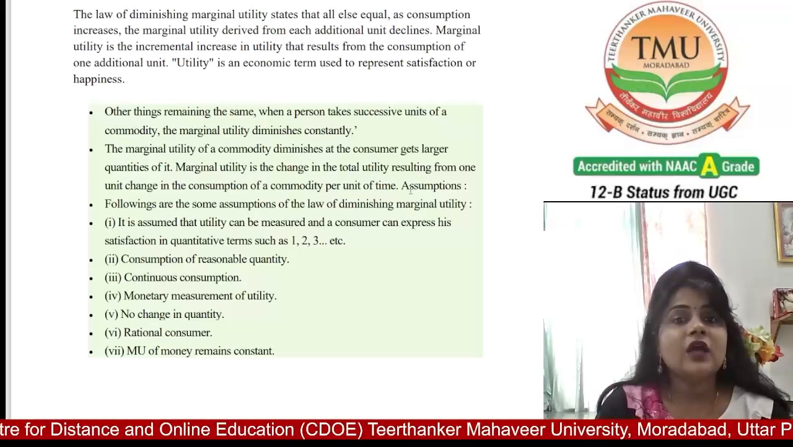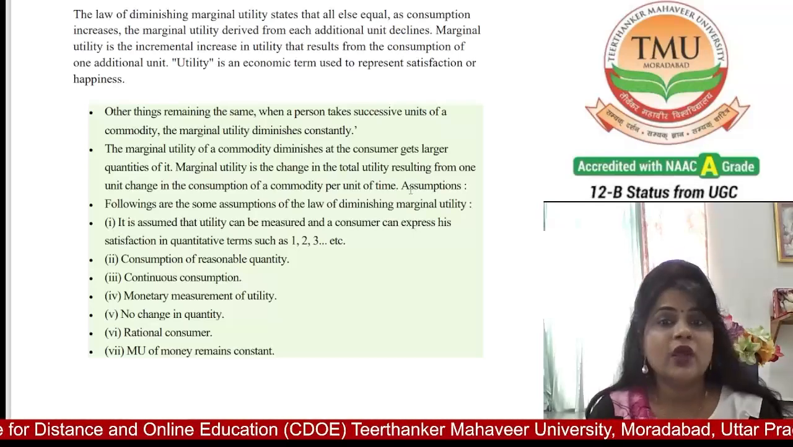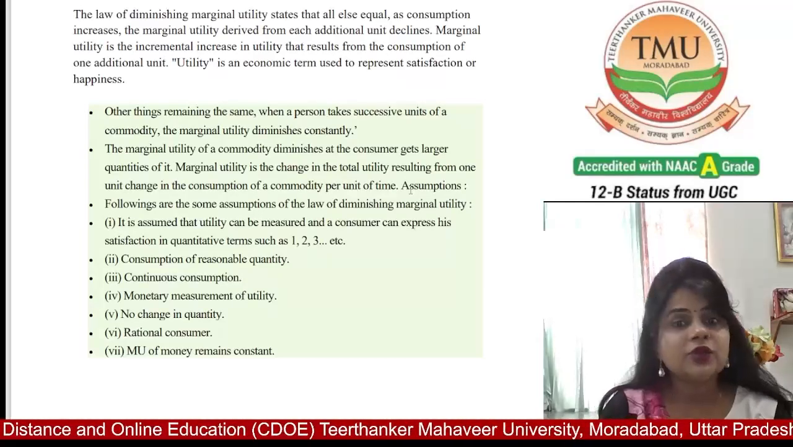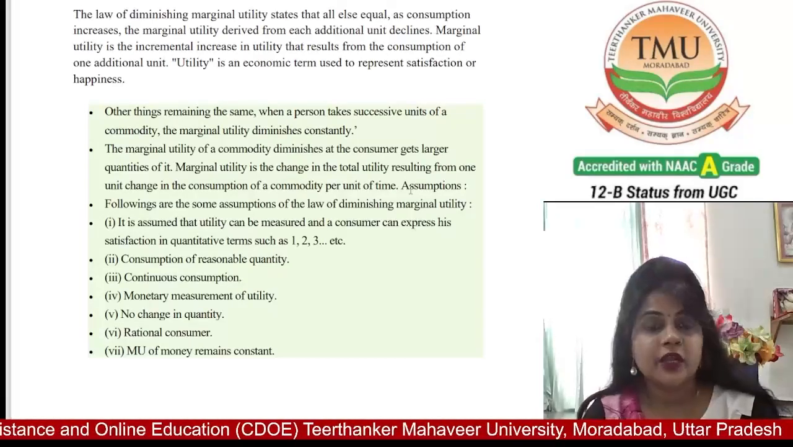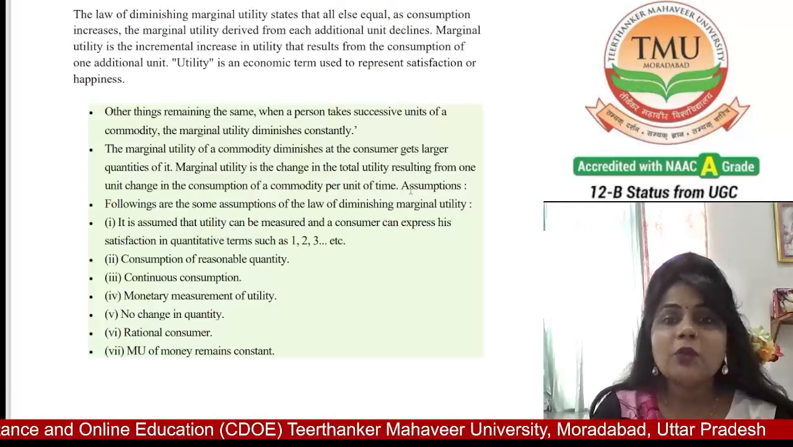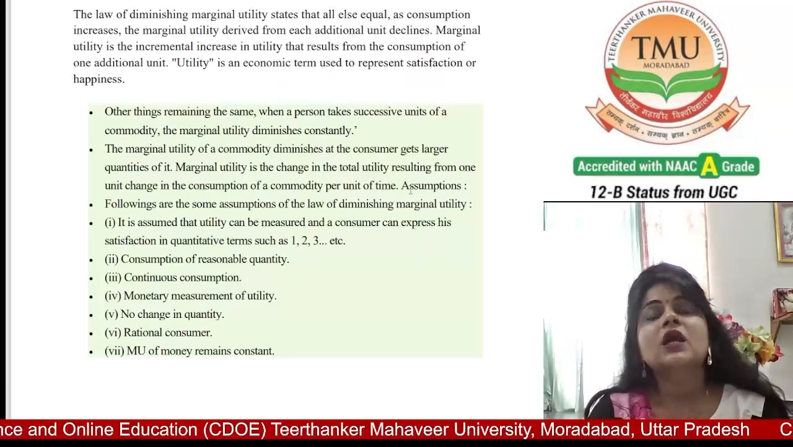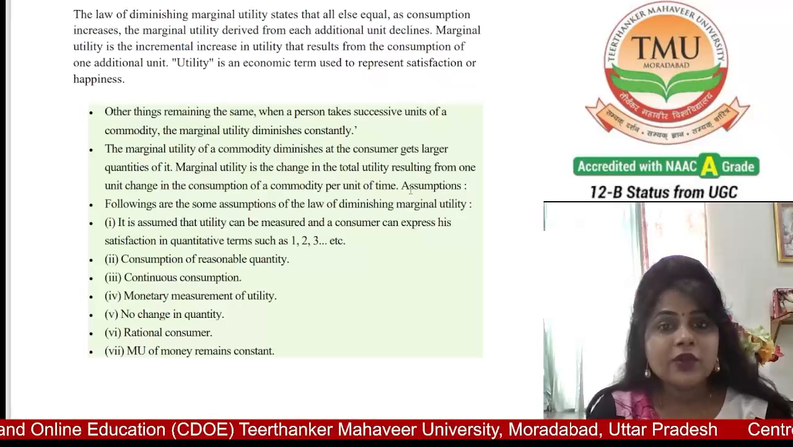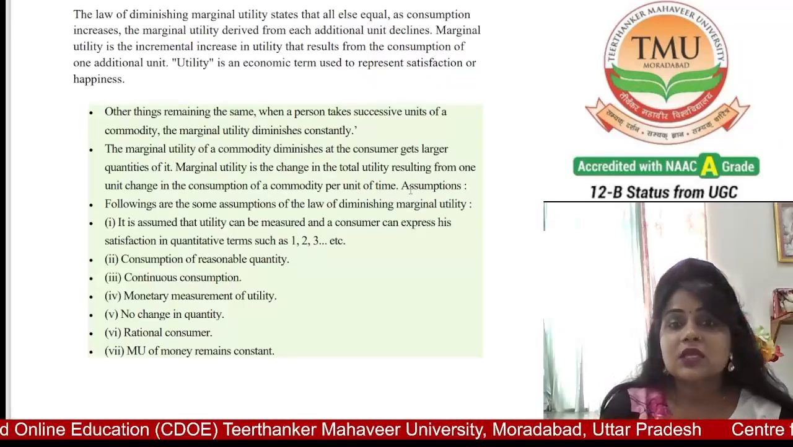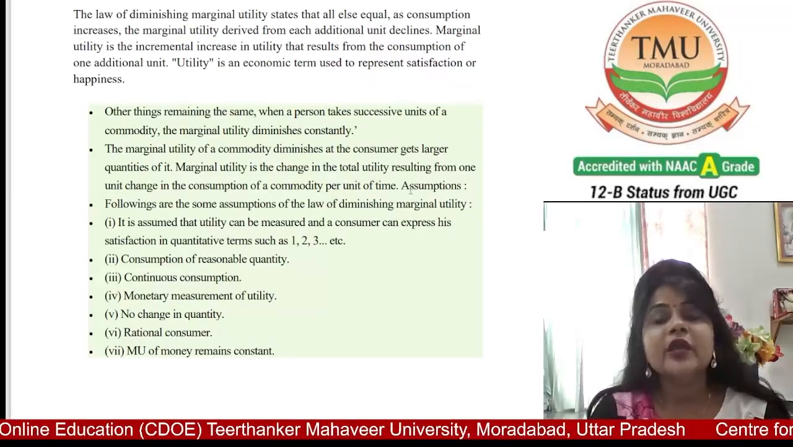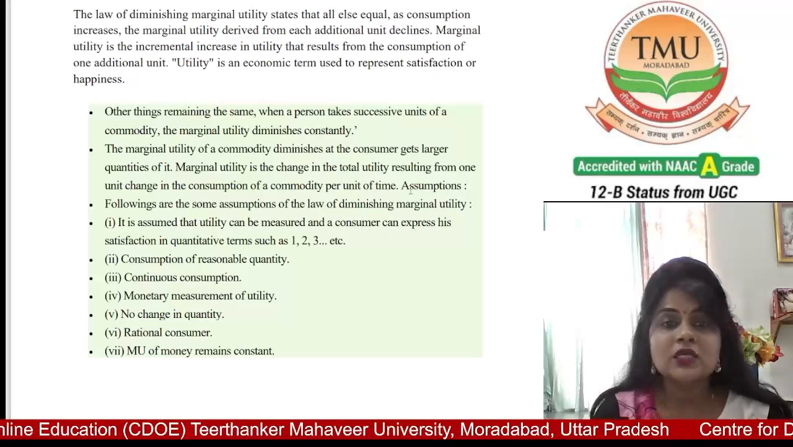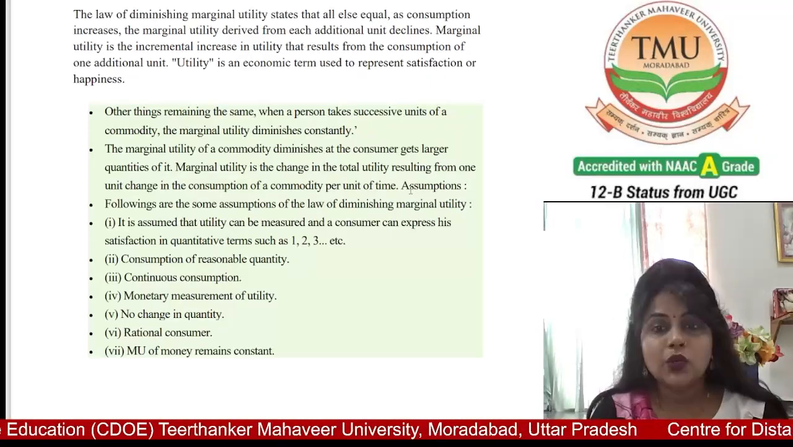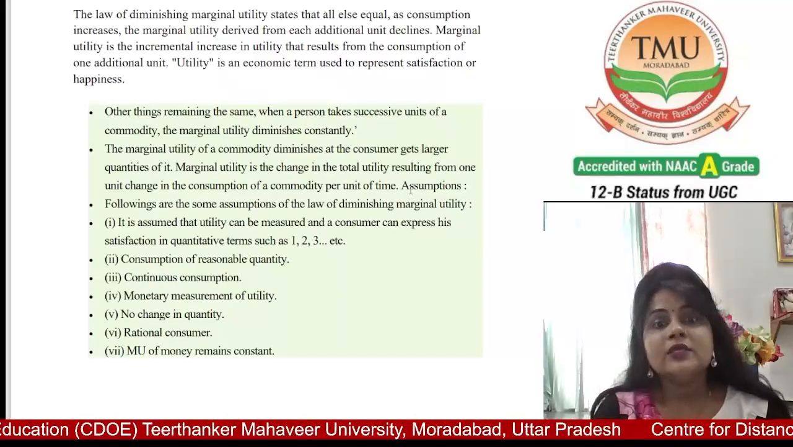It means that if other things remain the same, when a person takes successive units of a commodity, the marginal utility diminishes constantly. The marginal utility of a commodity diminishes as the consumer gets larger quantities of it. Marginal utility is the change in total utility resulting from a one unit change in the consumption of a commodity per unit of time.